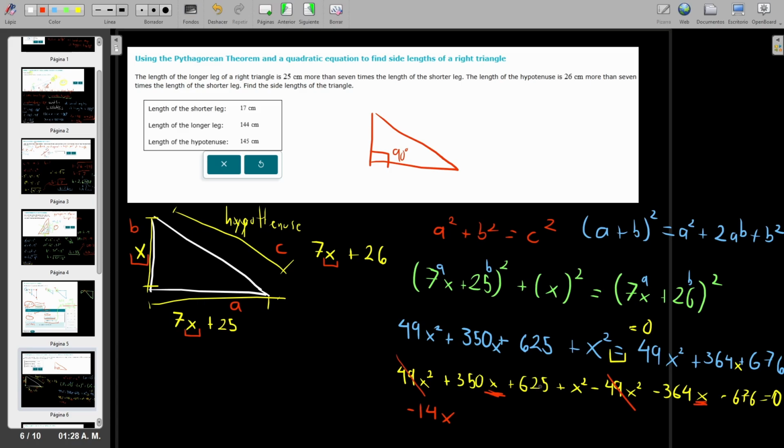Now this value 625 minus 676 is going to give us the value of minus 51. Okay, now this value of x is going to be staying the same here, x squared. All of this is going to be 0.